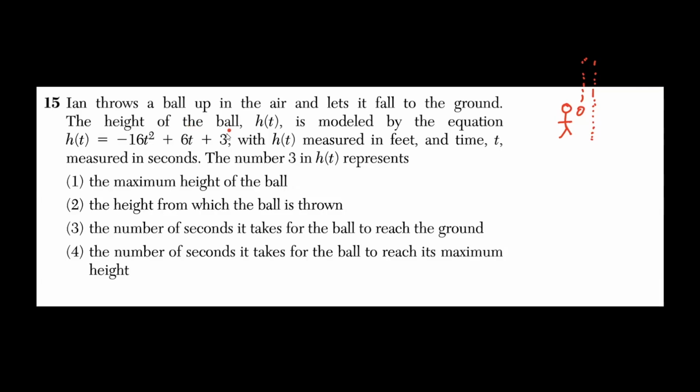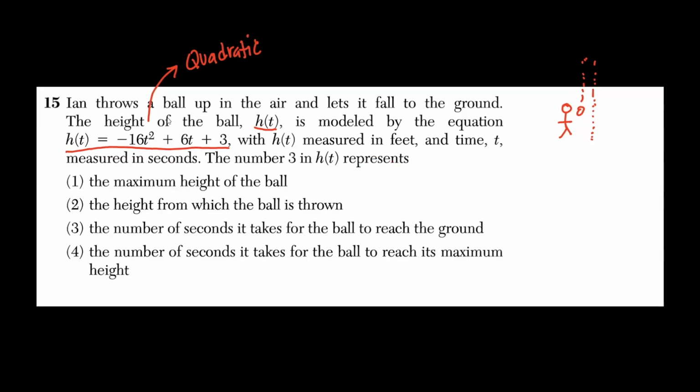Now, the height of the ball, h of t, that's a function, is modeled by the equation h of t is equal to negative 16t squared plus 6t plus 3. So right away, we should be saying, I notice that t squared. I know that this here is, in fact, a quadratic function. Now, h of t is measured in feet and time t is measured in seconds. The number 3 in h of t represents.